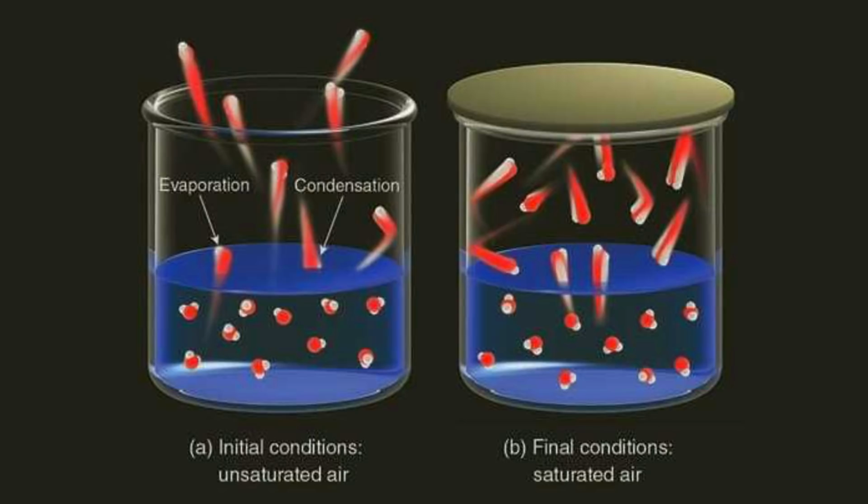But in the second beaker, where the air above it is saturated, the number of molecules evaporating is matched by the number condensing, and no liquid is lost. So the degree of saturation makes a difference to whether evaporation can take place or not. So, what are the different ways that you would measure humidity?